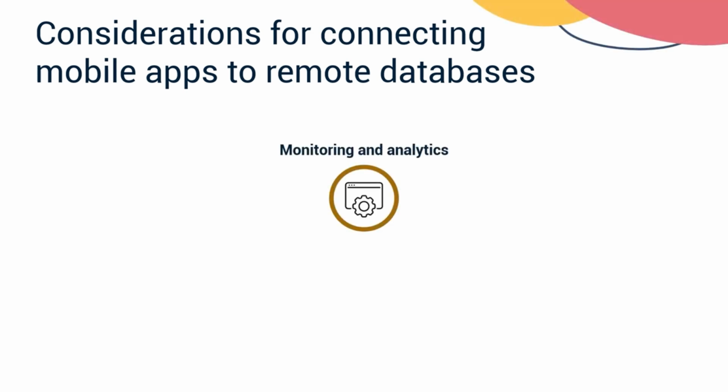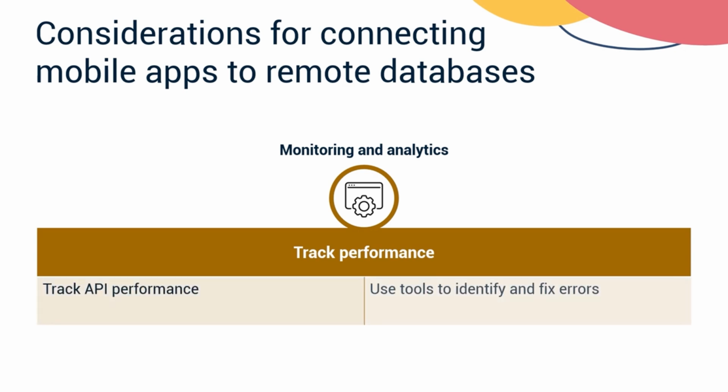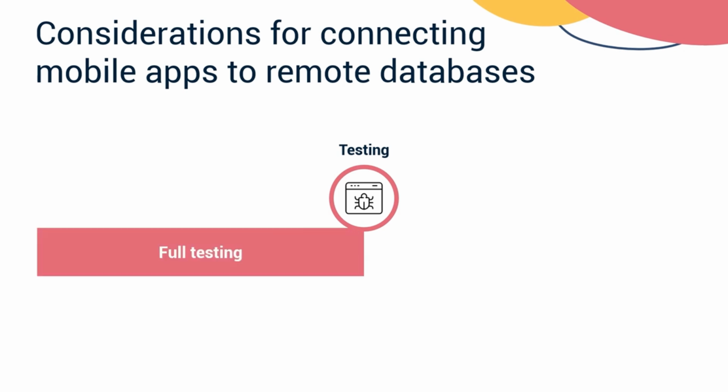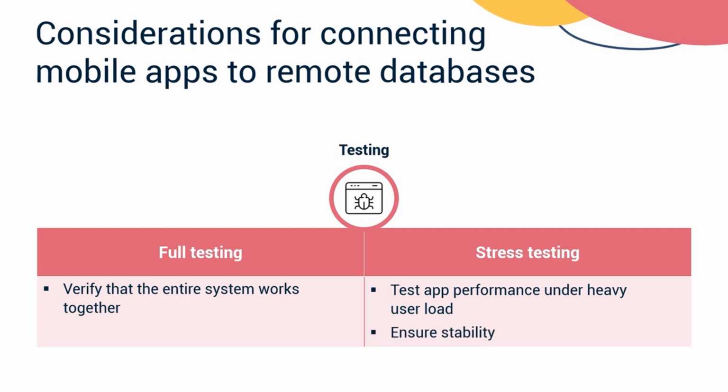Monitoring and analytics are essential for tracking performance. Use tools to check how well your API is working and to identify and fix any errors. Testing ensures that the entire system works together. Perform full system tests to verify that everything functions as expected. Use stress testing to check how the app handles heavy user loads and to ensure it doesn't crash or slow down.